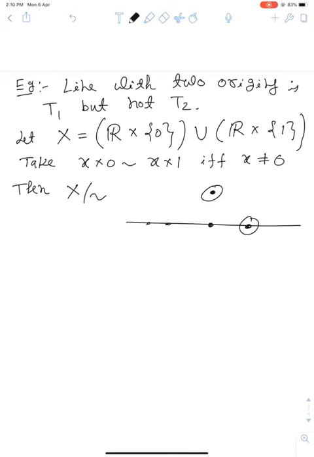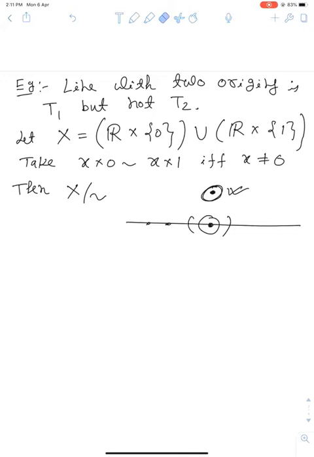And even if we choose this point, that is this point, now if we choose this point at this point, then also we can get an open neighborhood containing this, say this one, which will not cover this point, right? That means they are separated. But we have seen that this topological space is not Hausdorff.